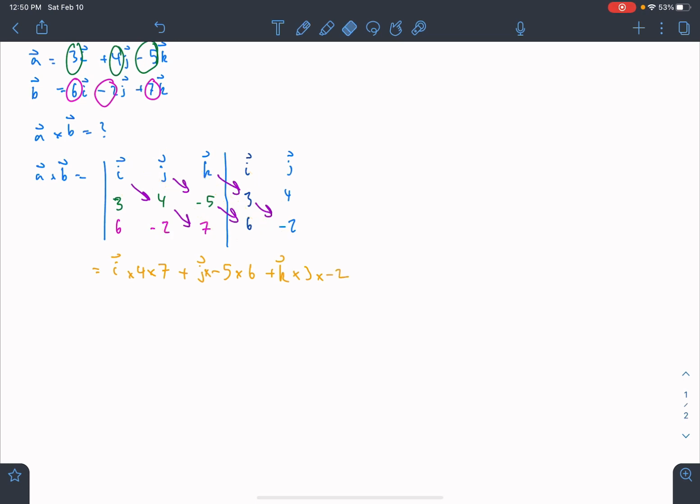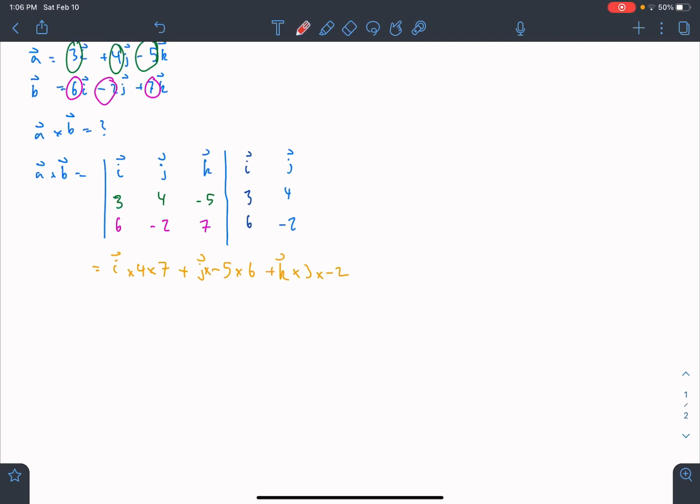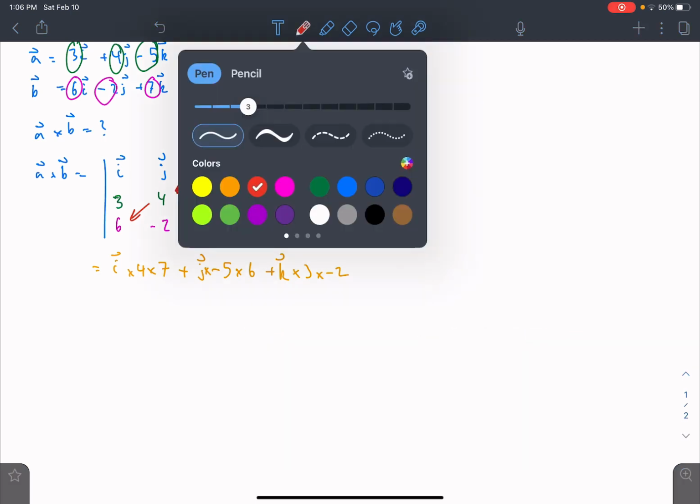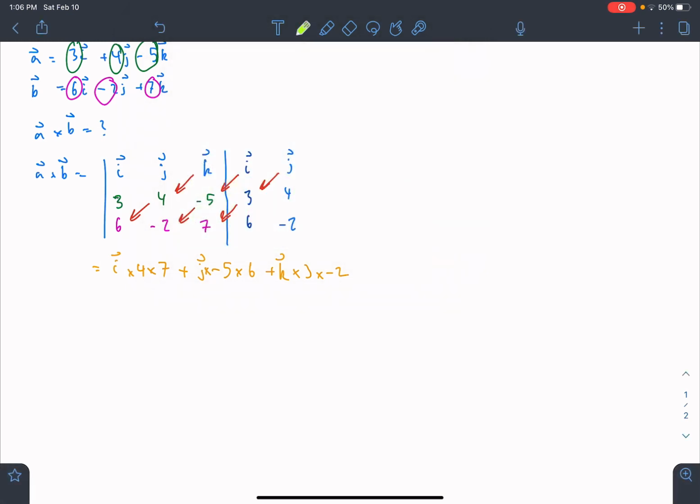And then now what you want to do is, you could delete all these arrows if you want. And now what you want to do is subtract the arrows going in the opposite direction. So what does that look like? Well, it's just these arrows from k to 4 to 6, and then from i to minus 5 to minus 2, and then from j to 3 to 7. So it's the same procedure, but we want to subtract these terms.